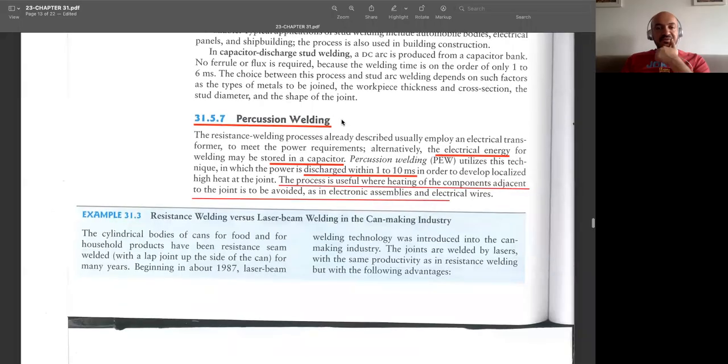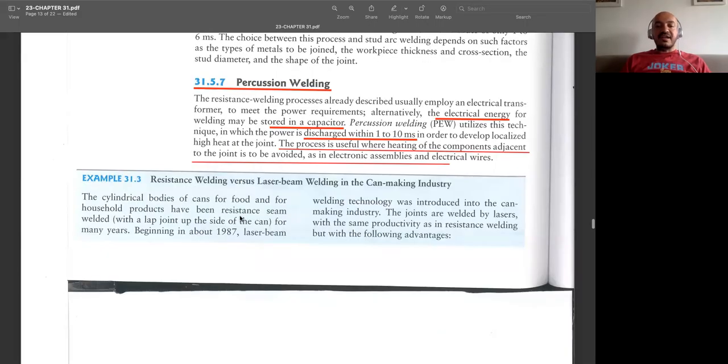Then we have percussion welding. It's very similar, but this time, instead of a constant power supply, we make use of a capacitor, and this energy is supplied from the capacitor, and we can discharge this energy in 1 or 10 milliseconds. It is highly suitable if you don't want to harm the other regions in your assembly. If you want to focus this energy onto a specific point, then that is highly suitable. In such cases, we should be using percussion welding.